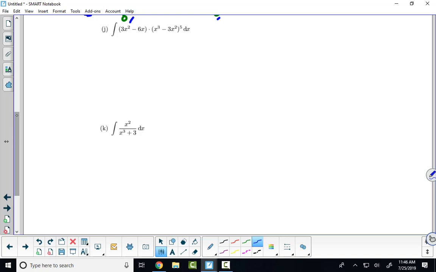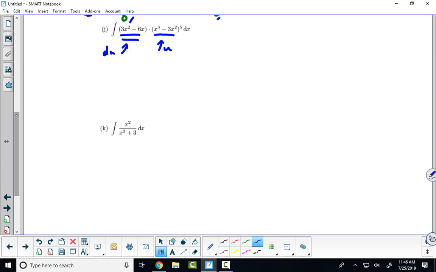Well, I'm looking right here and I see this expression. Do you see this expression right here? x cubed minus 3x squared. I also happen to see that expression's derivative. Do you see that expression's derivative? What's its derivative? It would be 3x squared minus 6x. That's this term right here. So this is going to be a u, and this is going to be a du. So this is how we do this.